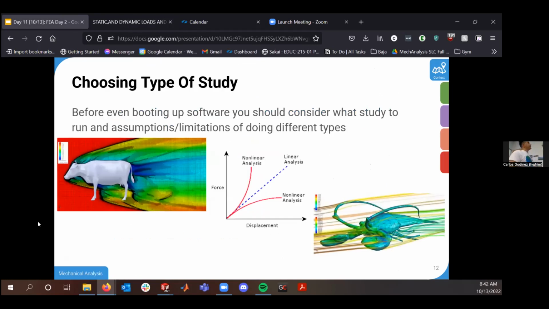When you get outside of the linear static assumption and you're doing more complicated analysis, you need to be aware of what, before you even turn on your software, you need to think about what study am I going to do. A lot of these software packages have help for how you would get there, but you want to have an idea, and the purpose of today's lecture is just exposing you to different analyses that are out there.